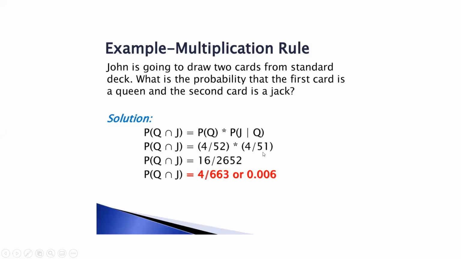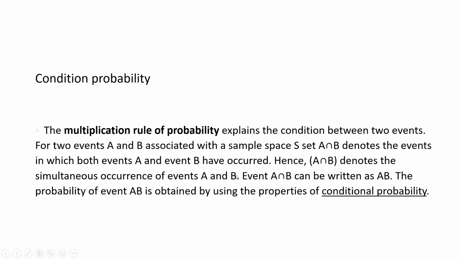And here we have the probability of the conditional, jack given queen. We have removed one queen, so it will be out of 51. This is getting so complex. Otherwise we can get 4 out of 663.